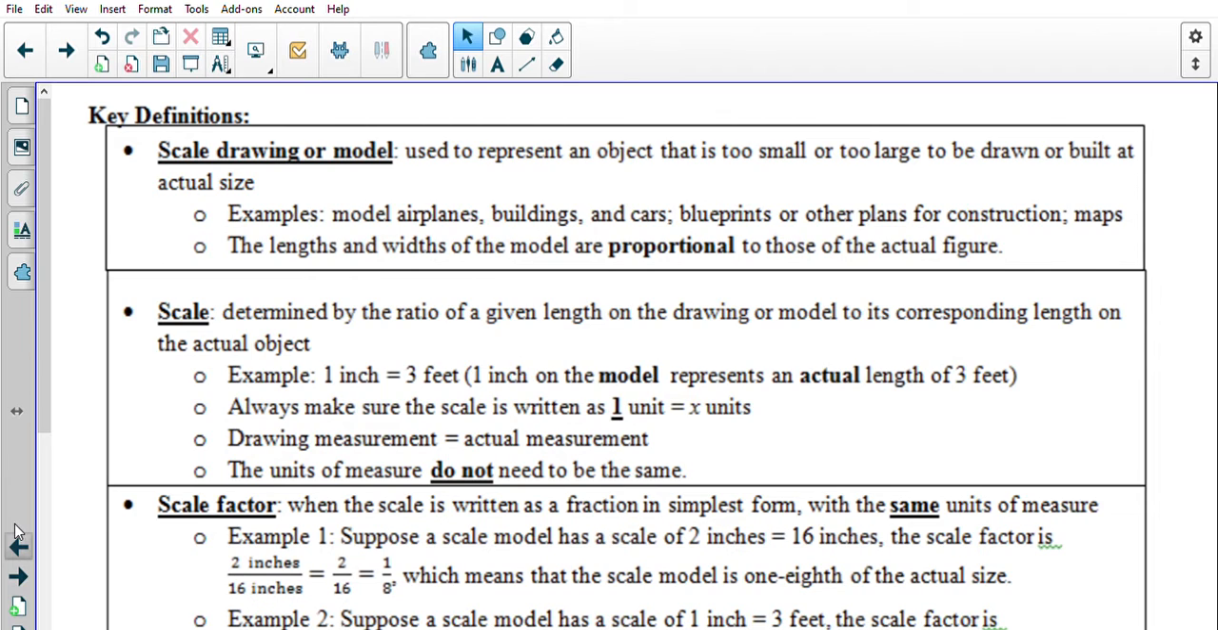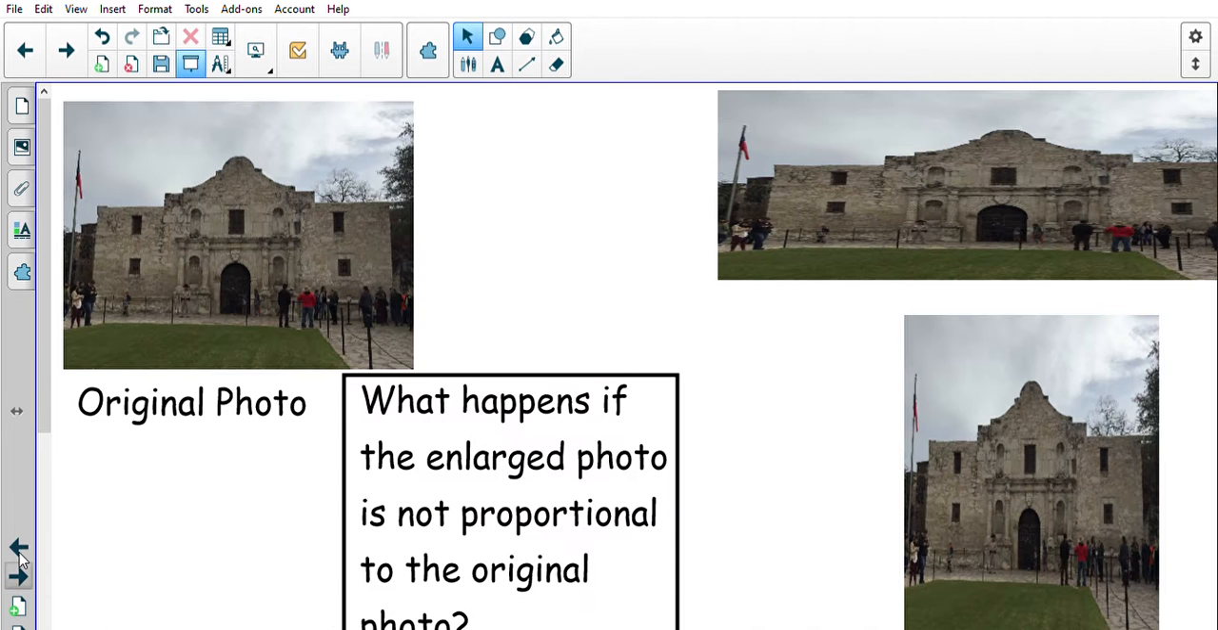Some examples include model airplanes, buildings and cars, blueprints or other plans for construction, and maps. Again, most of this is technologically savvy at this point. We don't necessarily use paper maps anymore, but we do use GPS systems. The lengths and widths of the model are proportional to those of the actual figure. We've worked with proportions several times before. This is really important because, again, if they're not, we get either that stretched out version, either horizontally stretched out or vertically stretched out.